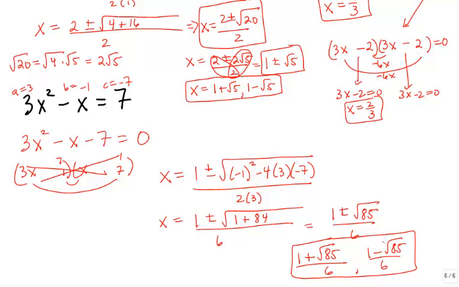And if you needed a decimal, then you would just type in 1 plus square root of 85, hit enter, and then divide that answer by 6. And then do it again, but do 1 minus square root of 85, hit enter, and then divide that answer by 6.